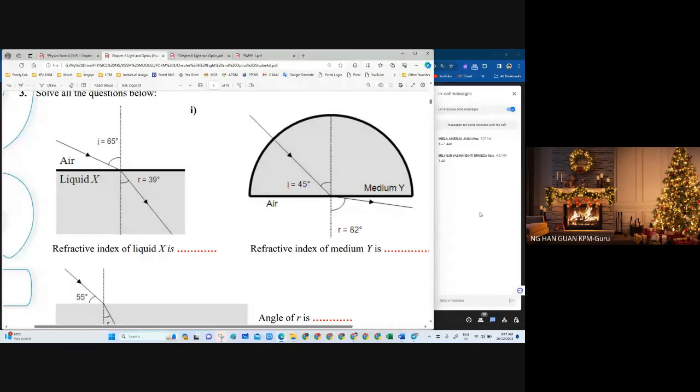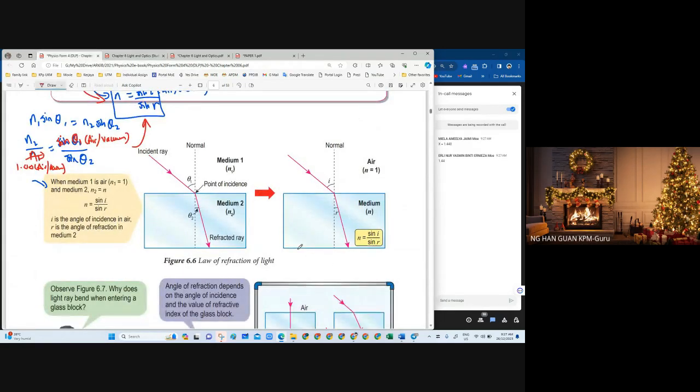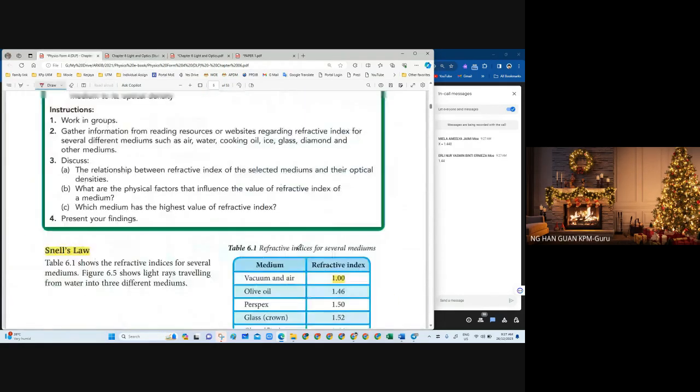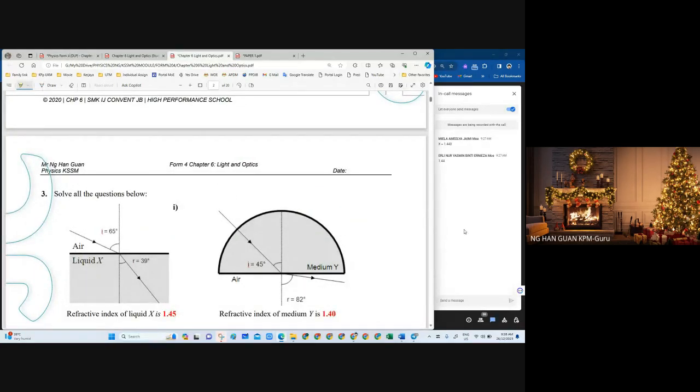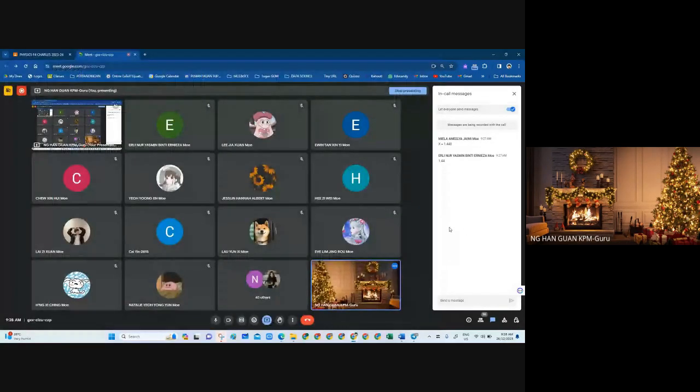Alright, one more thing I forgot to tell you. Usually, for refractive index, we give 2 decimal places, just like when you refer to a textbook. In table 6.1, you see all are 2 decimal places. Even the refractive index of air or vacuum, which is 1, we write as 1.00. Okay, so for the first one, 1.44. Is it perfect, 1.44?